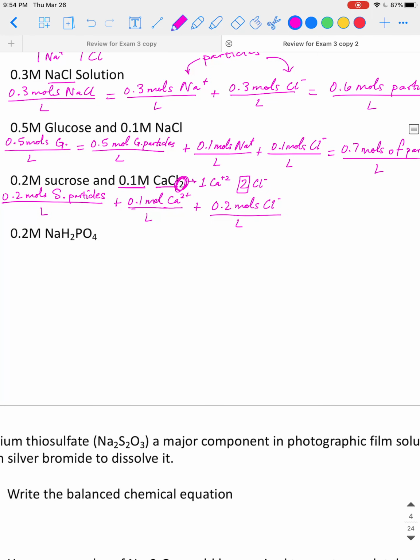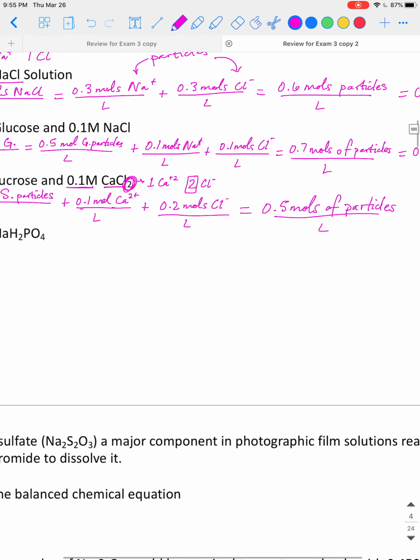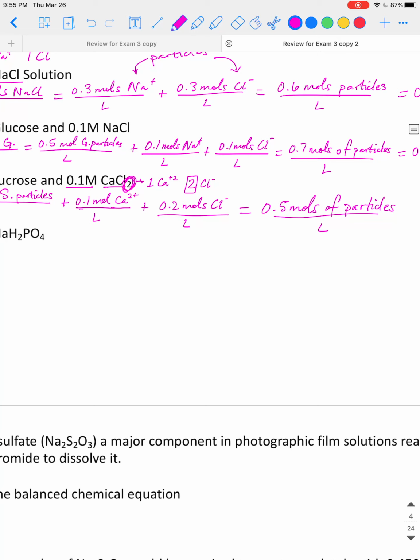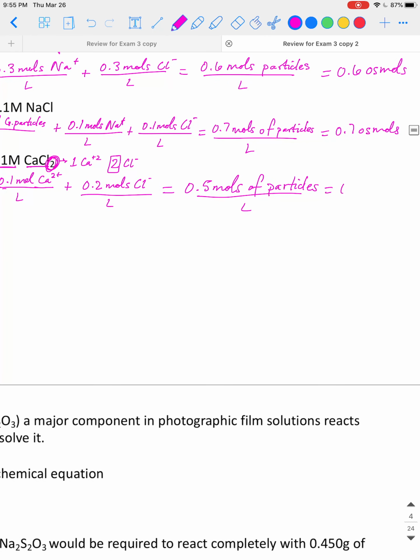Now we're going to add all this up. 0.2 of the sucrose particles plus 0.1 of the calcium particles and another 0.2 of the chloride particles. Total gives us 0.5 moles of particles per liter. Notice when we make this transition, we don't care about the identity of our particles anymore. The sucrose, the calcium, and the chloride, these are all just particles now. Okay? In total, that is 0.5 osmoles.